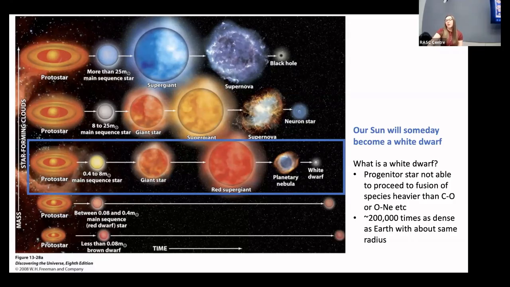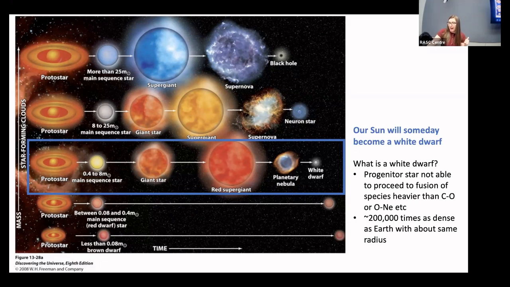So what about our sun? Our sun will someday be what's called a white dwarf. So what is a white dwarf? Essentially, this is one of those systems that, as you're fusing down, just doesn't have enough pressure, doesn't have enough mass to keep going. Therefore you stop at something like carbon and oxygen or oxygen and neon. So they often call these carbon-oxygen white dwarfs, oxygen-neon white dwarfs, et cetera. Now these things are very, very dense, as you can imagine. To give you a number, it's something like 200,000 times as dense as the Earth with about the same radius. So that's pretty dense.